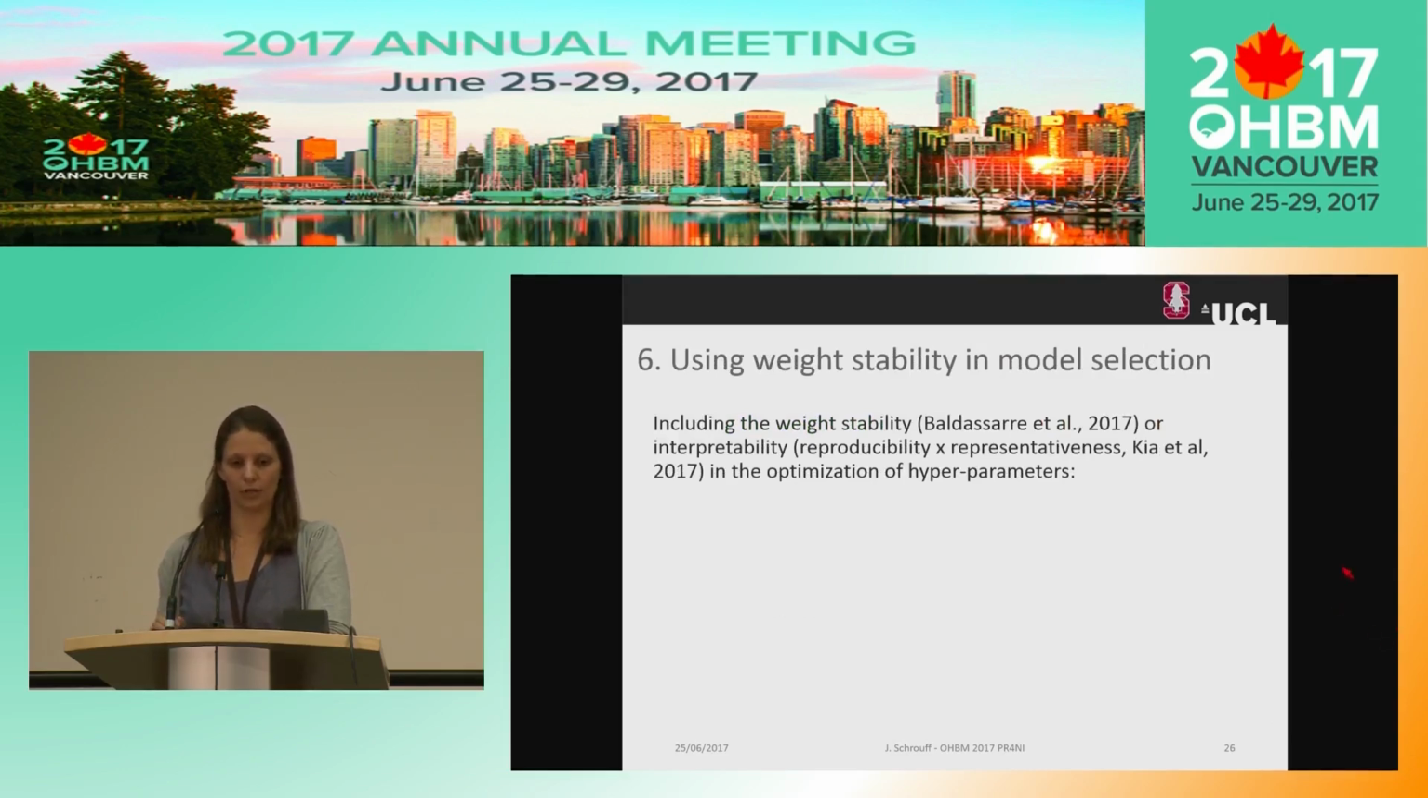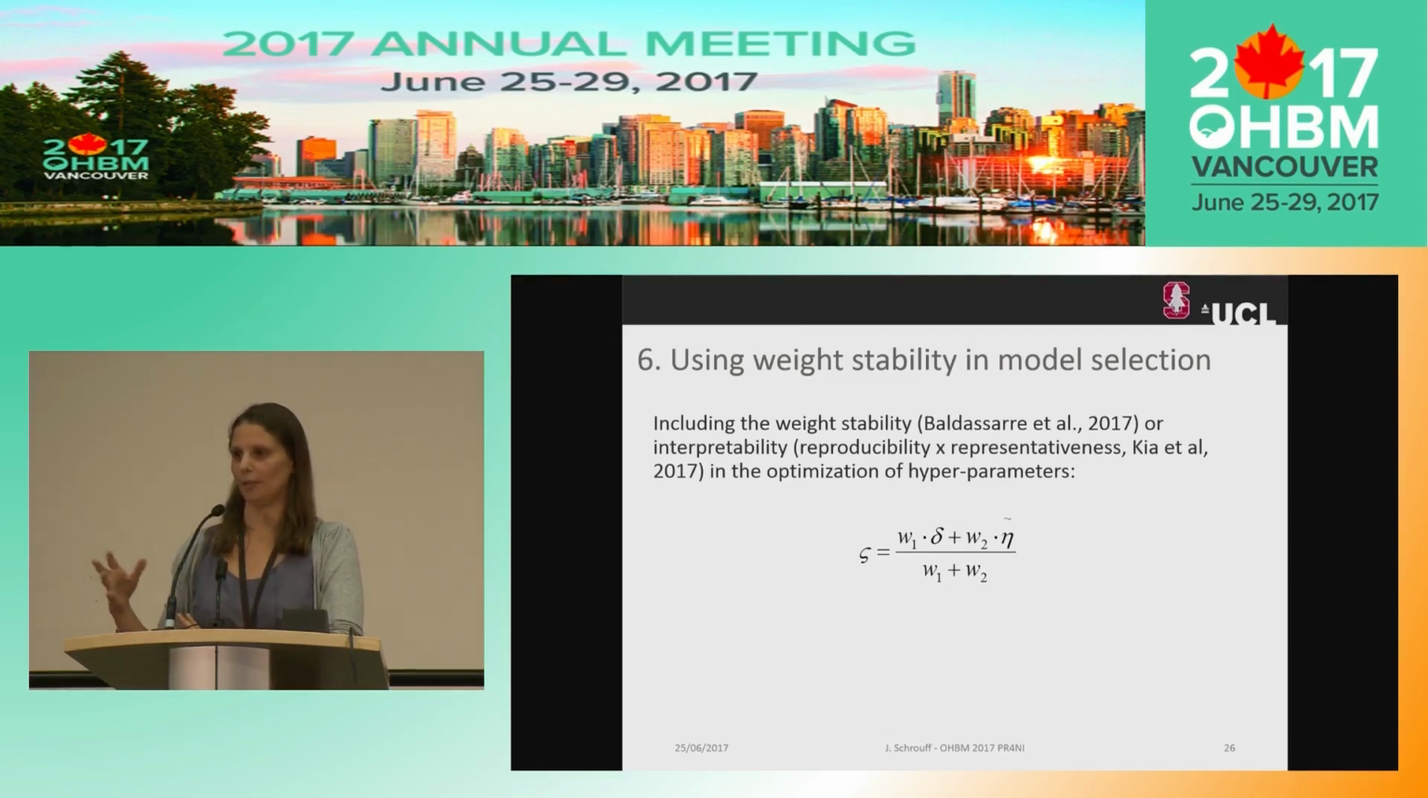And so the last one, during model estimation, and that's actually during model selection, is to include weight stability when you optimize some of the hyperparameters of your model. These are more recent techniques, I guess, defined in two works that I've looked at. But basically the idea is that when we optimize hyperparameters, we just look at model performance. We just look at the accuracy. But in this case, we will also include a parameter that controls for weight stability or interpretability, based on which paper you are referring to.